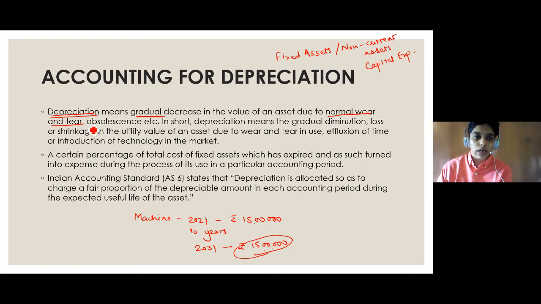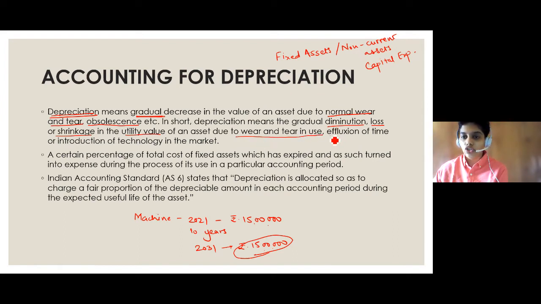Then we have another reason, that is obsolescence. Obsolescence means being outdated, becoming old, or becoming useless in a way. So depreciation is gradual diminution, that is decline, loss, or shrinkage in the utility value of an asset. How much you can put it to use, that value declines. Why it declines? Because of wear and tear in use.